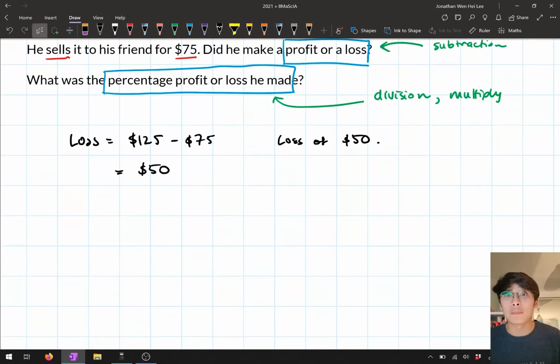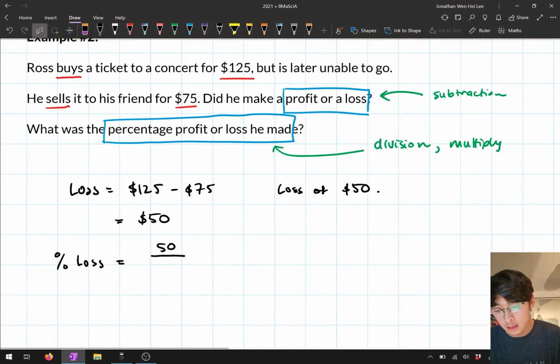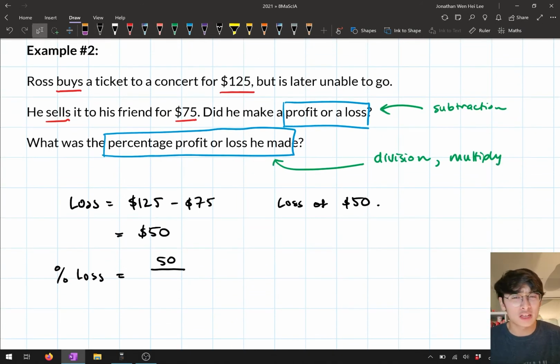Second part is we want to find that percentage loss. So here, I'm just going to write here. So percentage loss is going to be equal to, now what we did earlier was we wrote our loss as a fraction of the original. So here I'm going to have $50 over the original amount. How much did he buy the ticket for? He bought it for $125, and then we're going to convert it to a percentage. So we're going to times it by 100%.